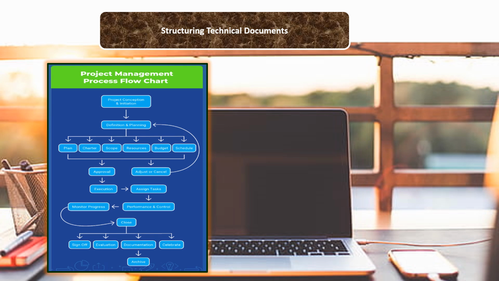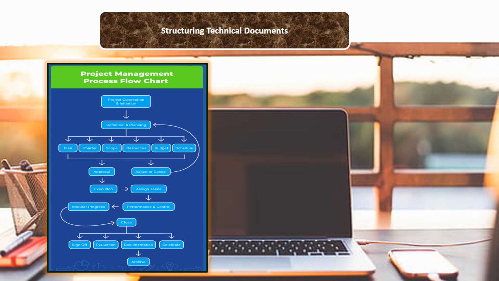We have to do that first of all. Then we have to do definition and planning. We have to create a charter, meaning task 1, task 2, task 3, and define the scope of every task. Then for every task, we have to set up the resources required. Then we have to set up what budget is required for these activities. Then schedule: how much time is required for each and every activity, we have to give it.